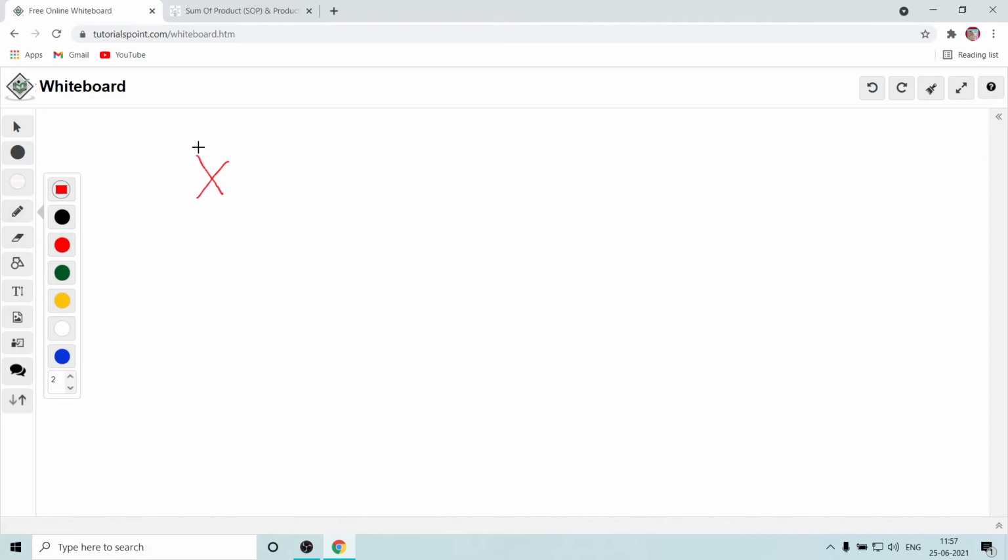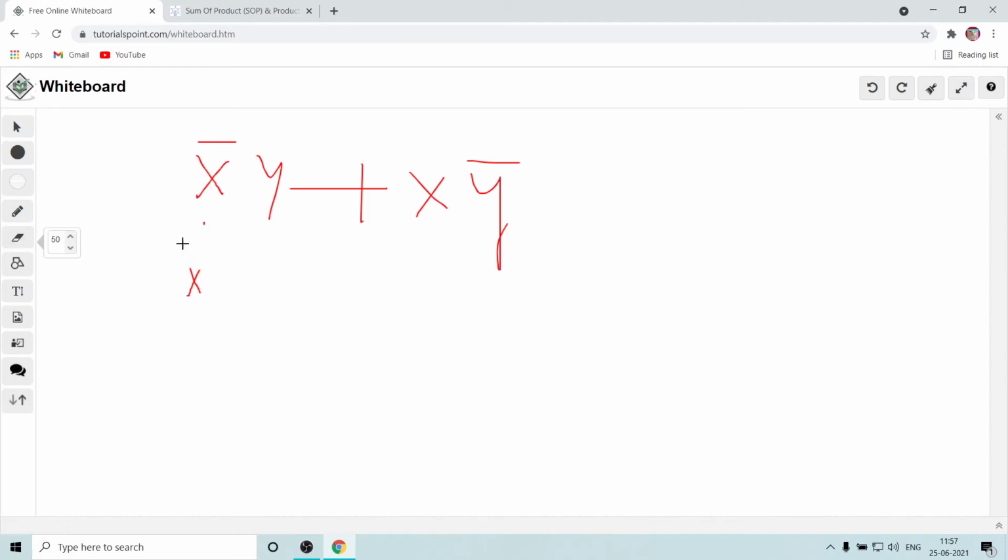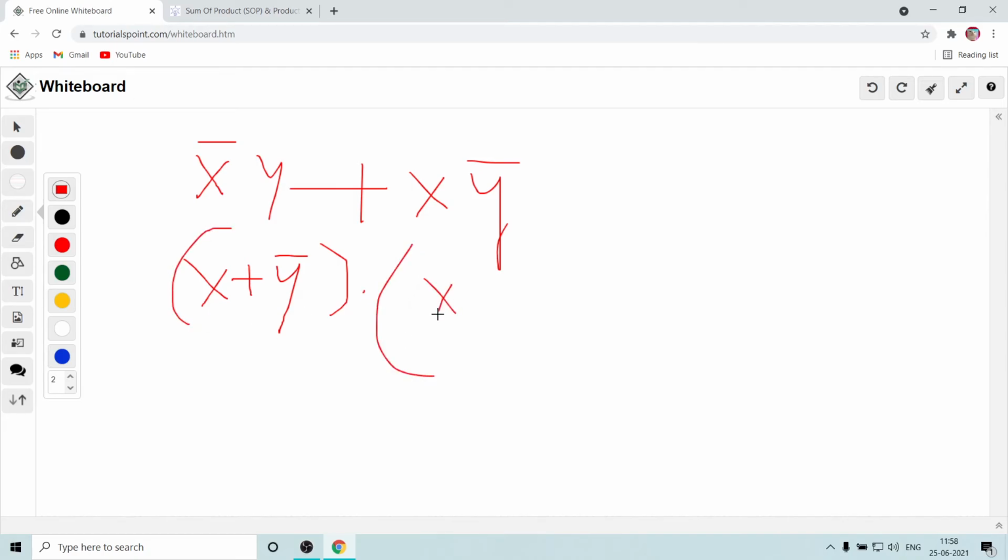De Morgan's law, I have told you also: x bar y plus x y bar. This is one law. Now converting the sign, then x plus y bar dot x bar plus y. These both are the same. Can you see that x bar y plus x y bar, or x plus y bar dot x bar plus y? These both are known as De Morgan's law.